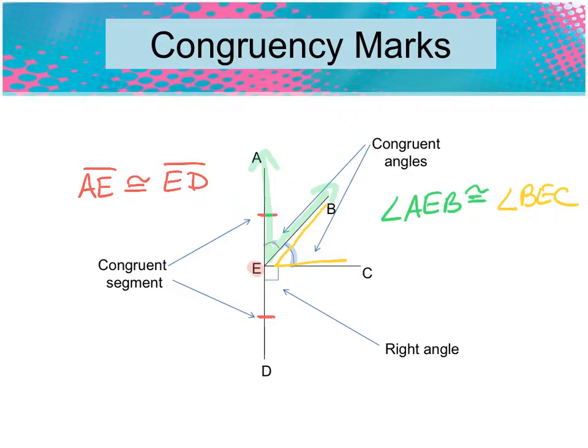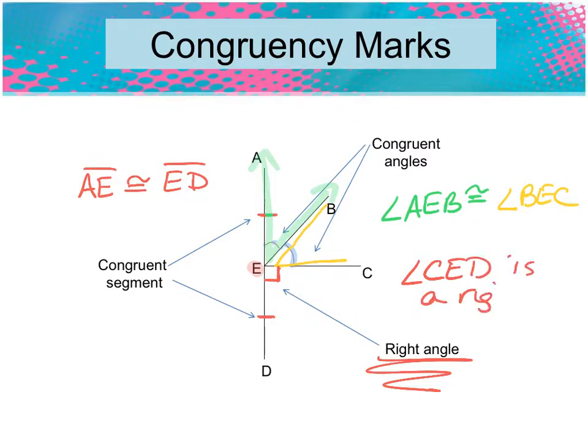The other marking in this picture is this little box. This indicates that that angle is a right angle. So you could also state from the markings here that angle CED is a right angle. So you could write a sentence about that. You could also name it in reverse and call it DEC. So this is what you can tell from the picture, that we have two congruent segments, two congruent angles, and we also have a right angle in here.